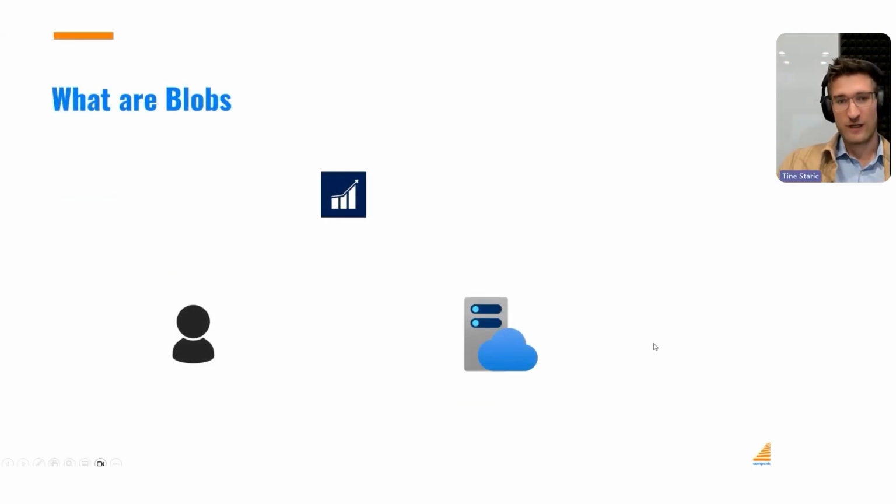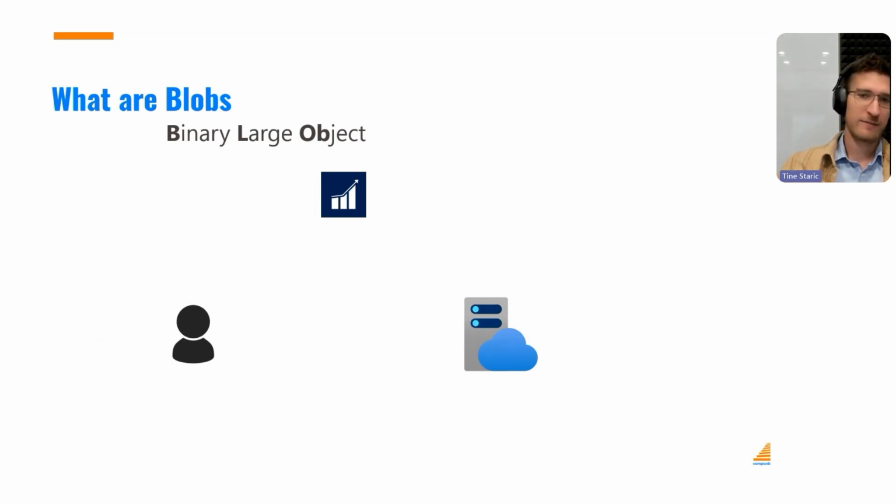So let's start with what are blobs, and let's start with the actual word, with the name itself. Blob stands for a binary large object. Now that means either a picture, a document, a PDF document, a CSV file. It's any sort of file. So throughout the presentation, I might be talking about blobs, I might be talking about files. These are the same thing.